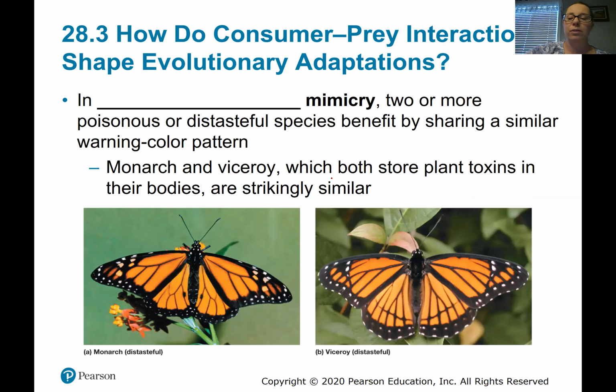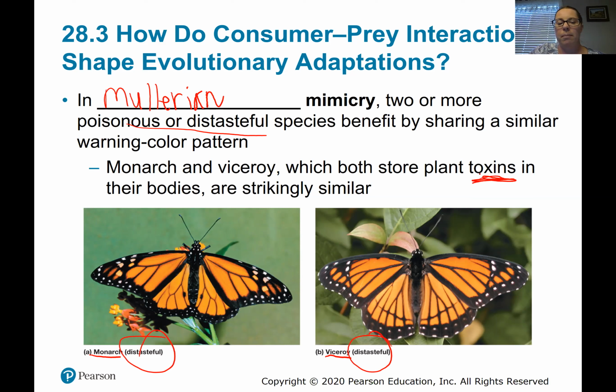And so the yellow and black warning colors for bees and bumblebees and yellow jackets and so forth is called Mullerian mimicry, and that's where two or more poisonous or bad tasting organisms share the same coloring pattern. So the viceroy butterfly and the monarch butterfly look very similar, and they're both really bad tasting. Okay, because they've stored those plant toxins from milkweeds or other plants, and so now they taste really bad.